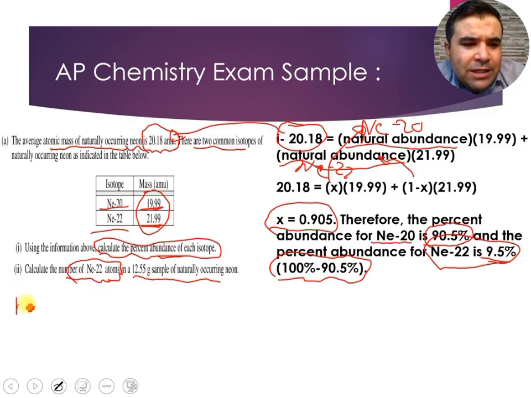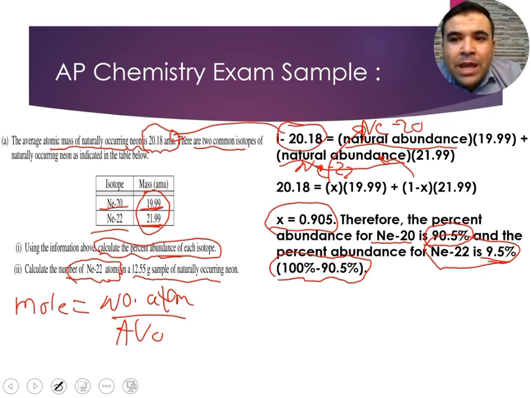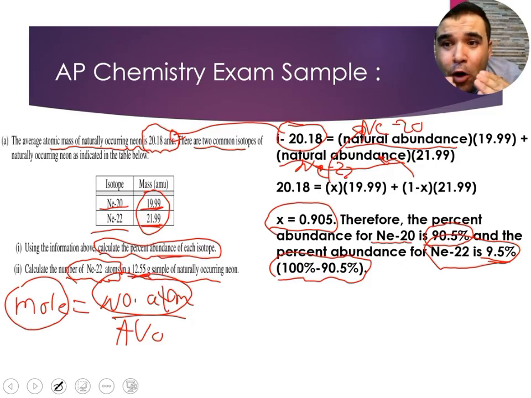Guys, you know that we have the equation: mole is equal to the number of atoms divided by Avogadro's number. So in order to find the number of atoms here, we have Avogadro's number, which is 6.022 times 10 to the power 23, but we do not have the mole. We should convert this mass into the mole of neon 22, and then multiply by Avogadro's number to calculate the number of atoms.